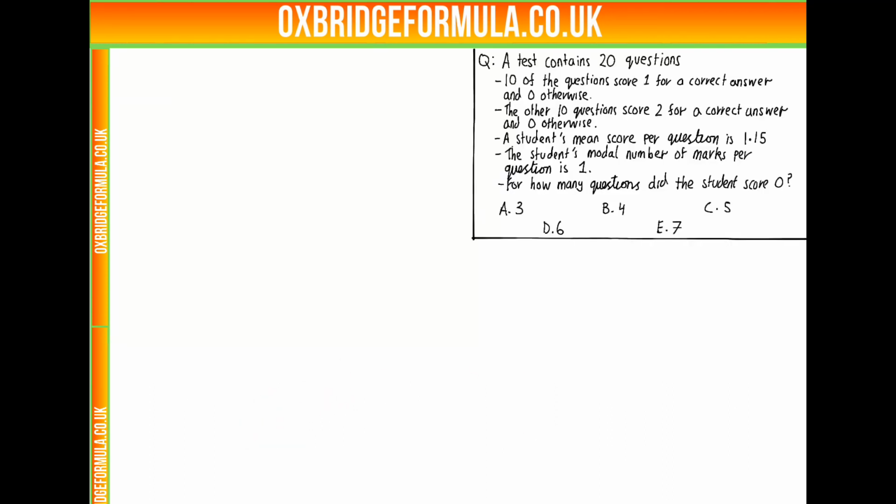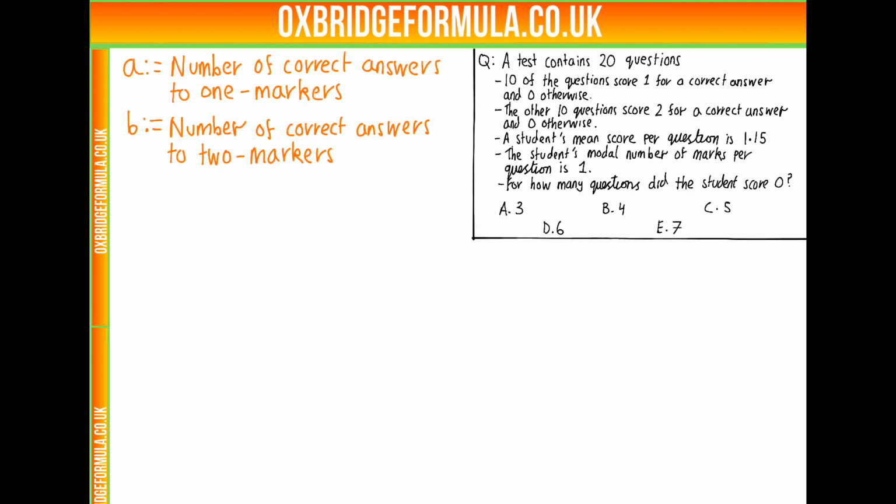The key to this question is notating effectively the information we're given. So we're going to introduce some notation, A and B. A is the number of correct answers that the student gives to 1 markers, and B is the number of correct answers that the student gives to 2 markers. So in terms of A and B, what does our information mean here?